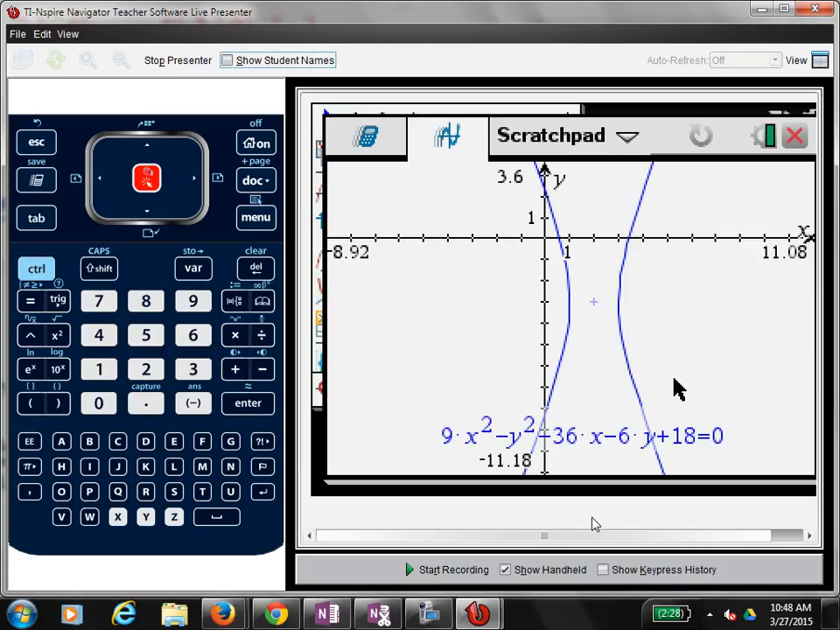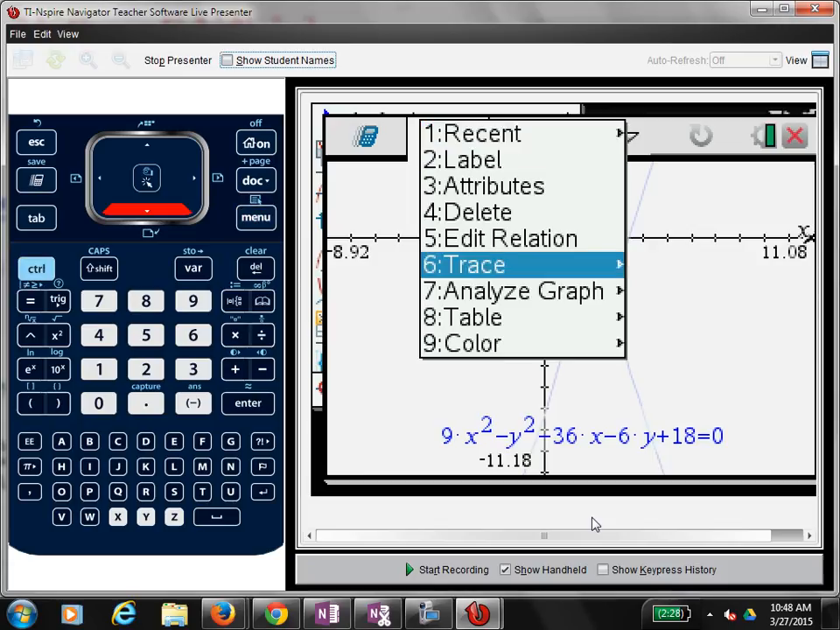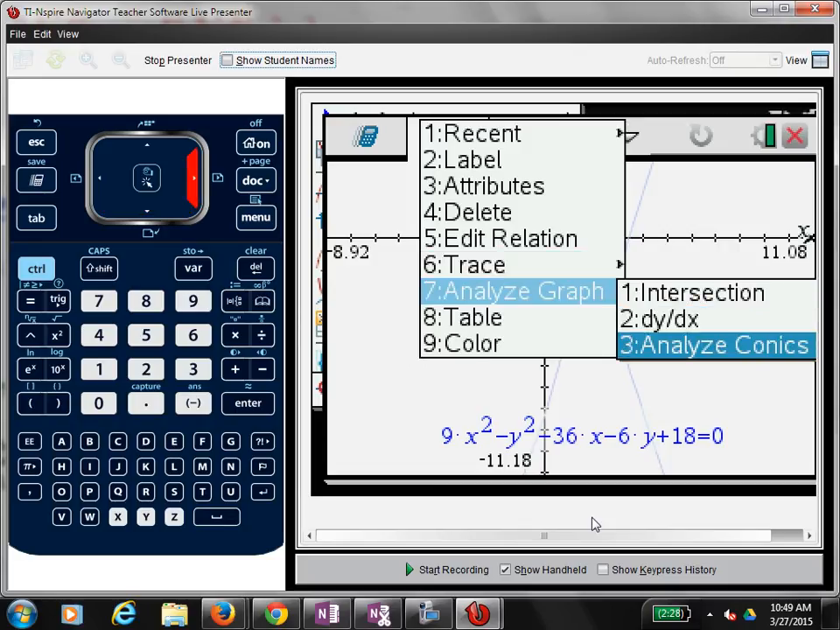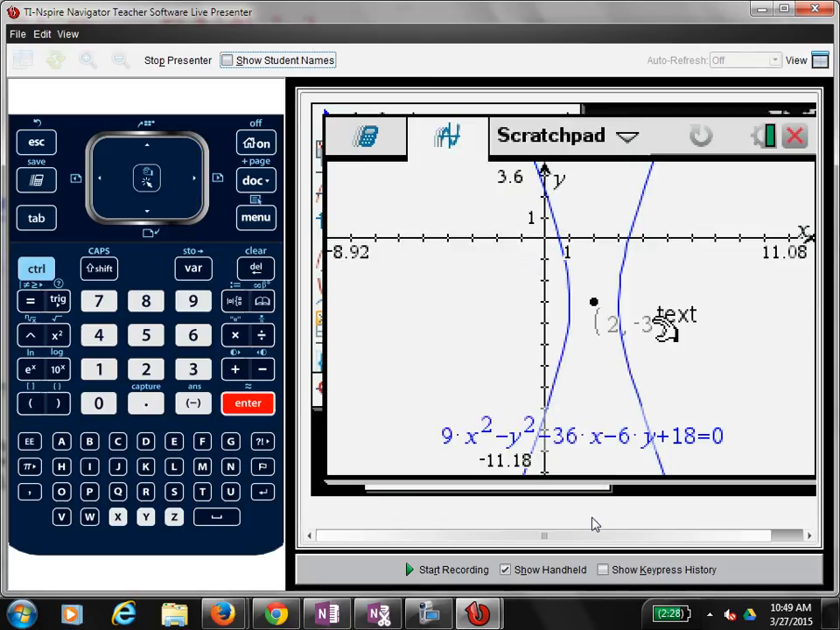All right, now let's go ahead and get all our information. You guys remember how to do this? Just hover above it until it gets bold, and then control menu. That's one way of doing it. Another way is to just hit the menu and it's under Analyze Graph, and then down at the bottom, Analyze Conic. And then I can get all the information that I pretty much found. So I hit enter on the center, and you can see that the center point is in fact what we got.